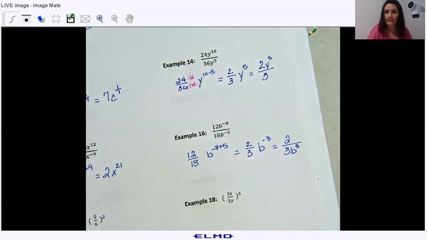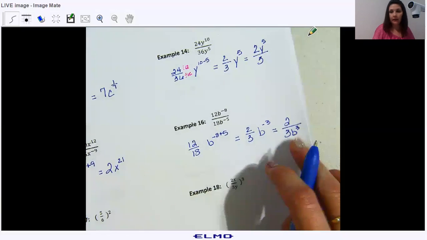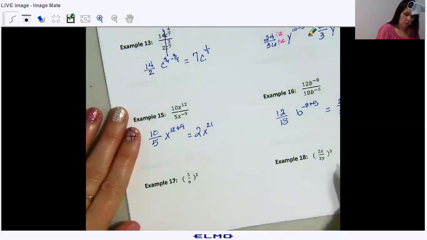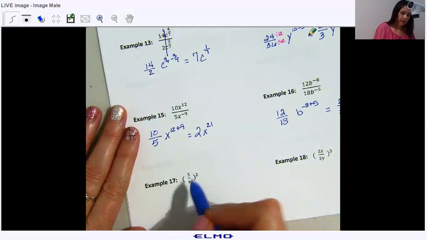Okay. All right. If you have any questions about that problem, please let me know. Okay, the next set of problems, sort of review. We are going to apply the exponent on the outside to both terms on the inside.